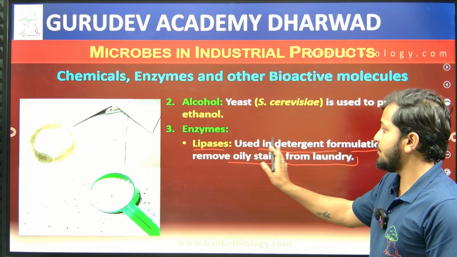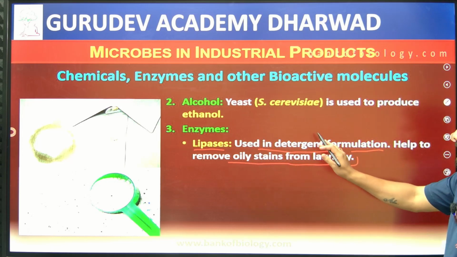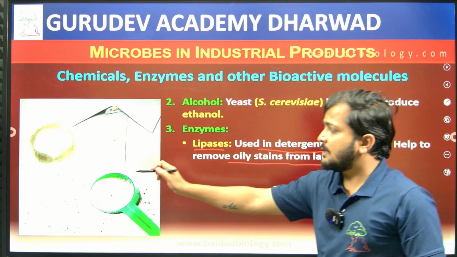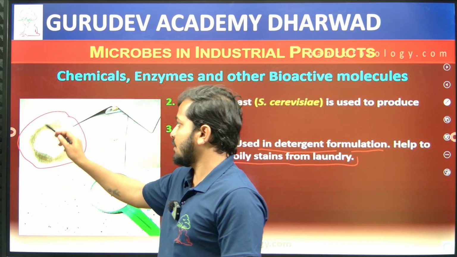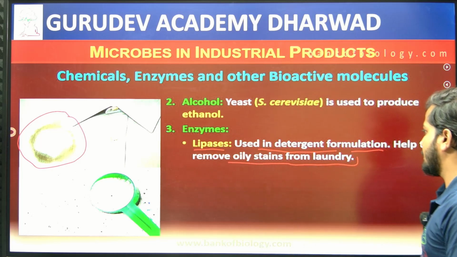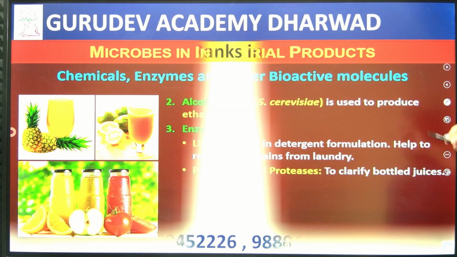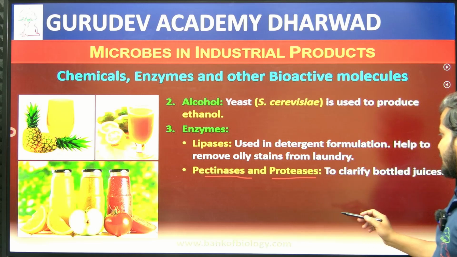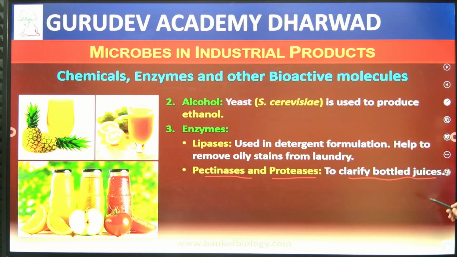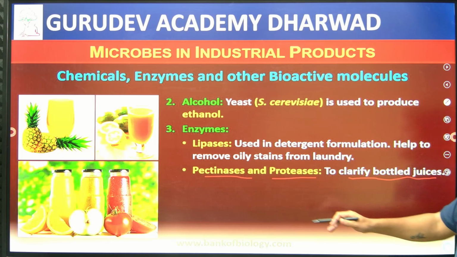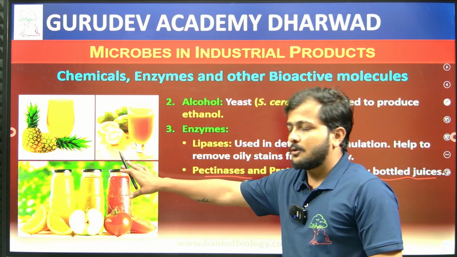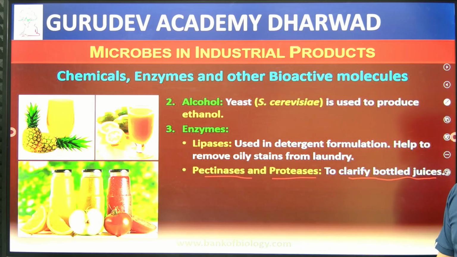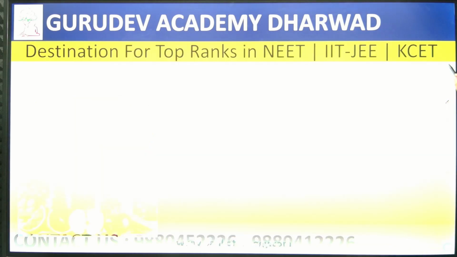And this can be used in detergent. During detergent formulation, they add lipases. So the oily stains you find on the clothes can be removed by means of these lipases. Then there are pectinases and proteases to clarify bottled juices. To preserve or clarify bottled juices, pectinase and protease are added.